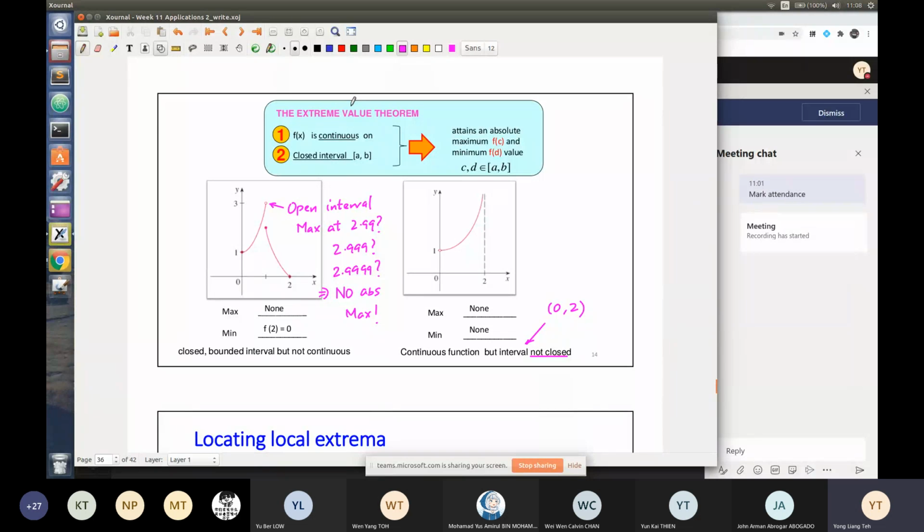First of all, your function is not continuous. Secondly, this part has an open interval.